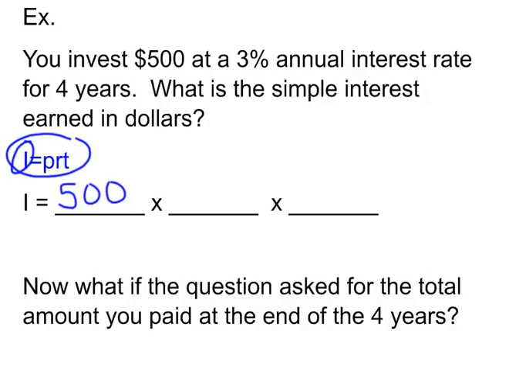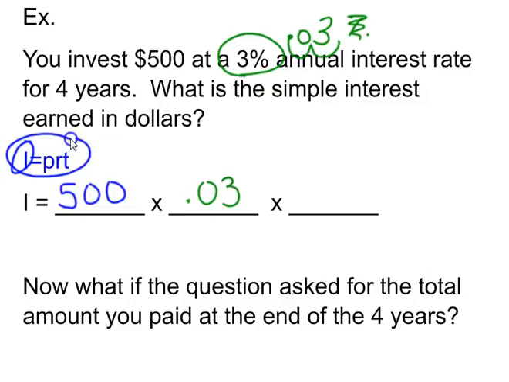times our R. R is the rate. Do you see a rate in this problem? You should see the percent, which is a rate. We don't want percent though. We want to put it in decimal form. To do that, we need to get rid of the percent sign. Move our decimal over to the left two. And then our rate is 0.03 or 3/100.